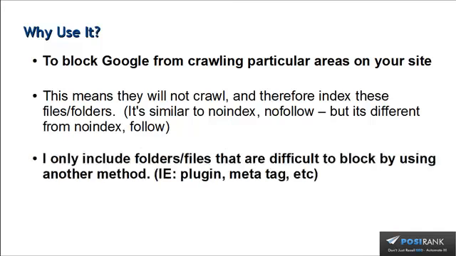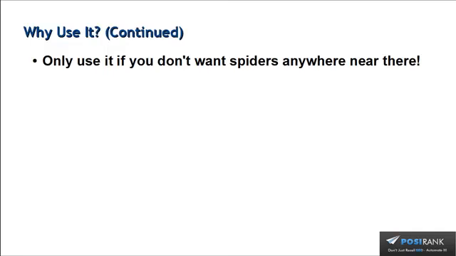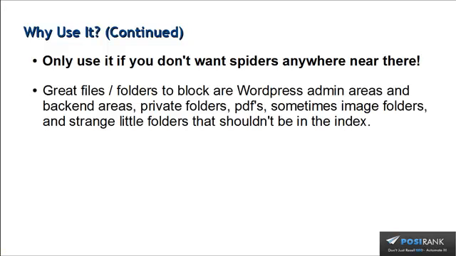Now, with the robots.txt file, we're only going to include folders and files that are difficult to block by using another method, for example a plugin or a meta tag. Only use it if you don't want spiders anywhere near those files or folders, right? Because we're telling them, hey, don't index and don't even look at it. Just skip it altogether. It's great for files and folders to block, like WordPress admin areas, backend areas, private folders, PDFs, sometimes image folders, and strange little folders that shouldn't be in the index.